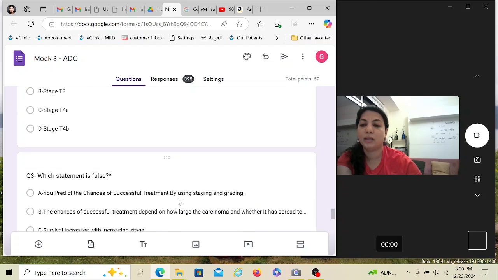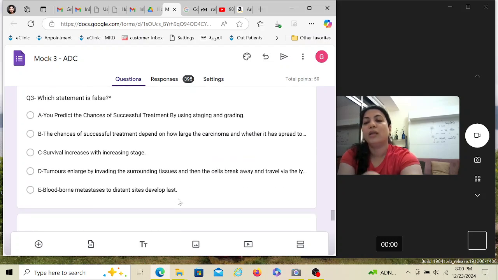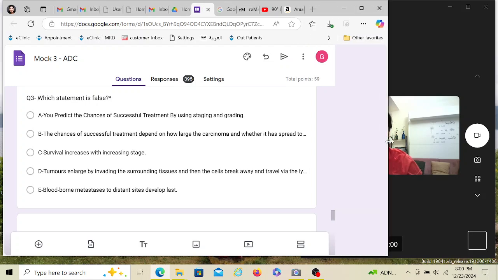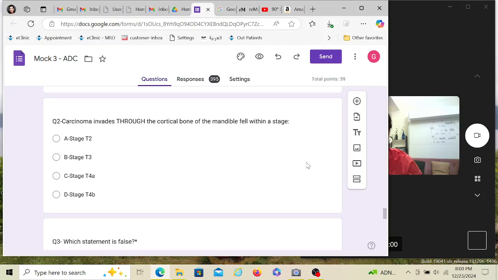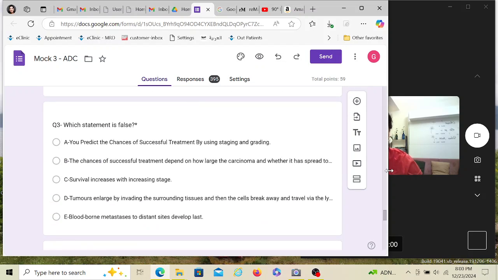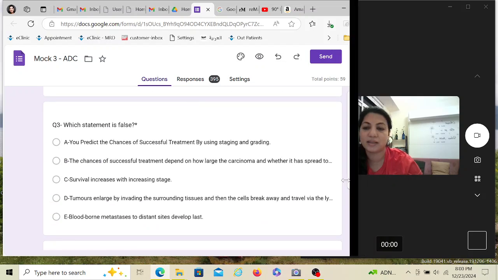Okay. So which statement is false? You predict the chances of successful treatment by using staging and grading. Okay, that's not false. The chances of successful treatment depend on how large the carcinoma is and whether it has spread to faraway areas. I think when you solve this, you'll get the statement about whether it has spread to faraway areas. I think that is the thing.